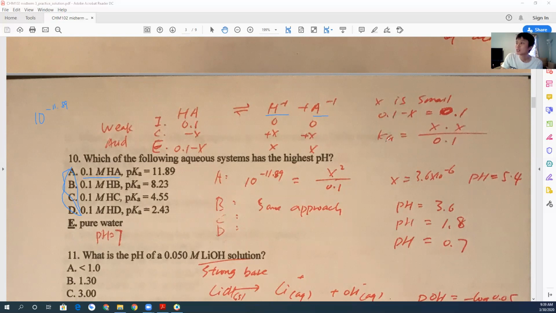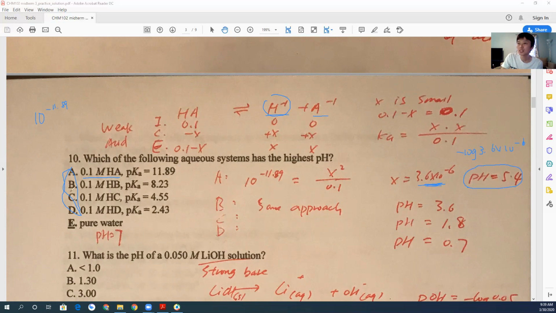We know the value of Ka, so we can calculate X, the proton concentration. And we can convert that into a pH. To convert the proton concentration into pH, it is the negative log of the proton concentration. That is about 10 to the negative 6. So the weakest acid gave us a pH of 5.4.